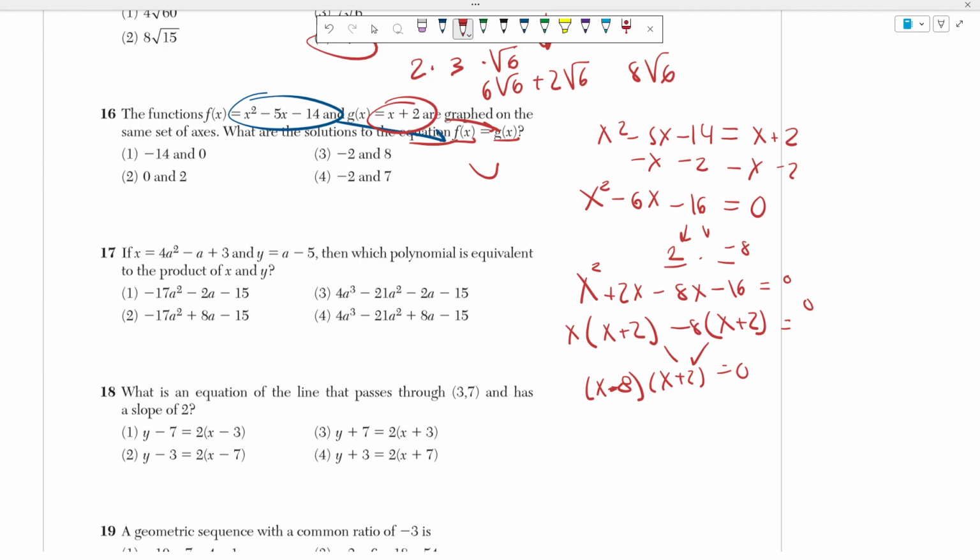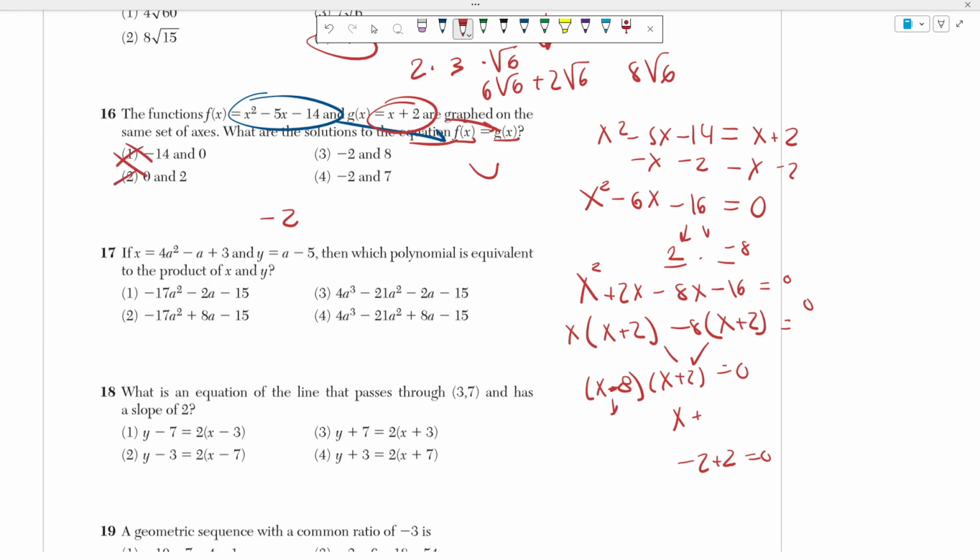So in this case, what two values make it true? Well, any value that makes any one of these parentheses equal to 0 will make it true, right? Why? Because anything times 0 is equal to 0. So x plus what makes it equal to 0? Well, if x is negative 2, negative 2 plus 2 is equal to 0. So the first solution is going to be negative 2.